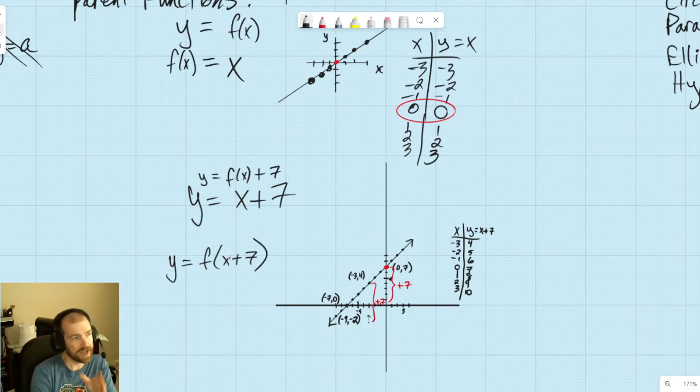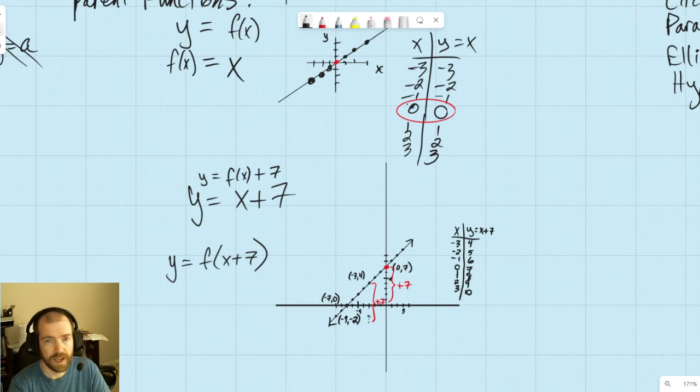All right, what does this do? Well, it's going to take our x values and make them 7 larger before putting them into the function, before finding out what its function value is. So this does something a little bit weird. If you look back at the original parent function up there, and we concentrate on 0, 0, we want to know what value for x is going to get us a 0 to go into the function.